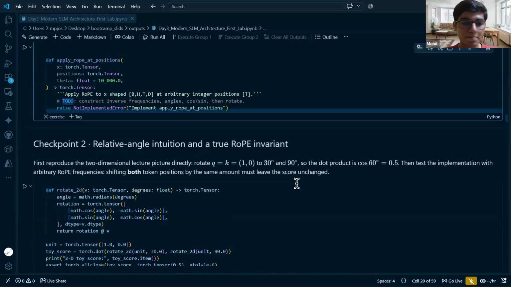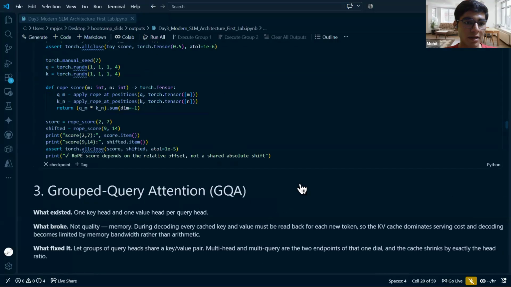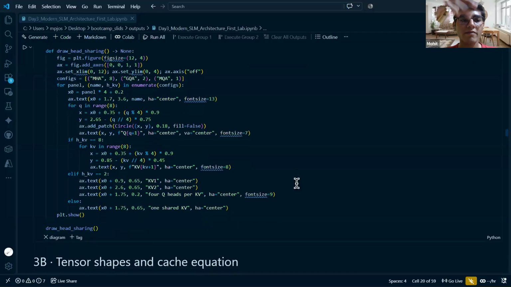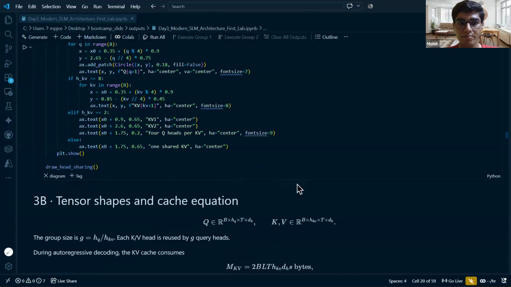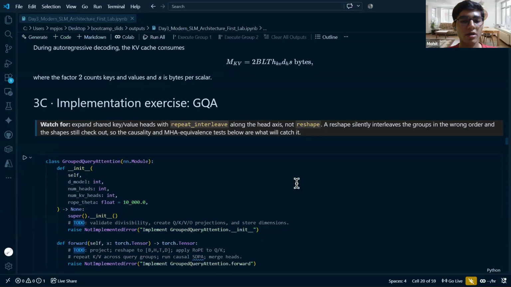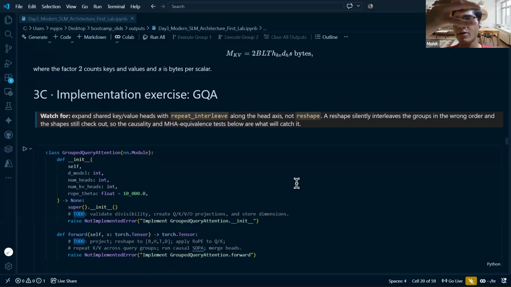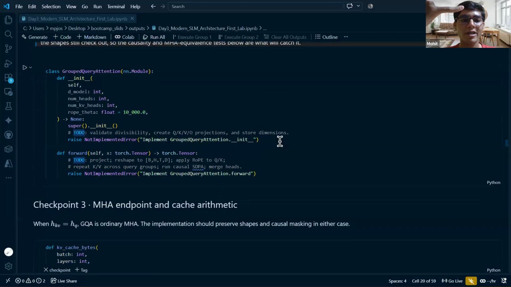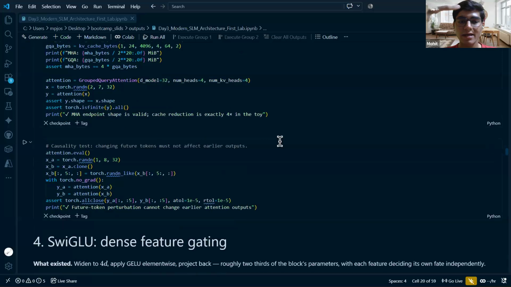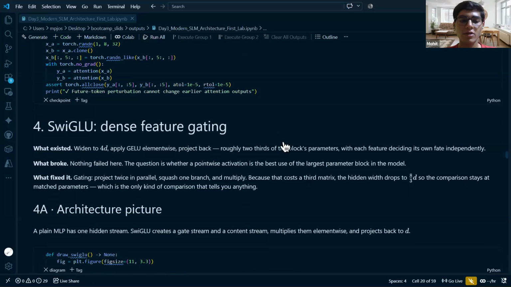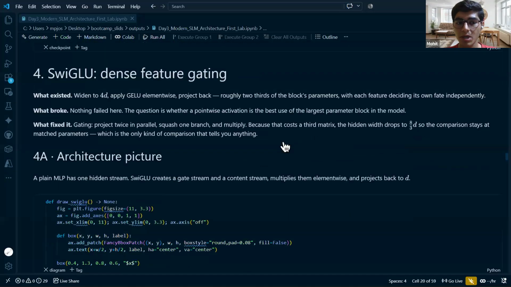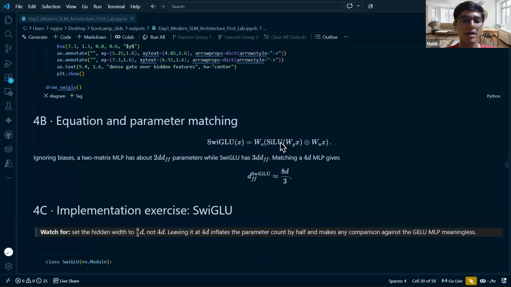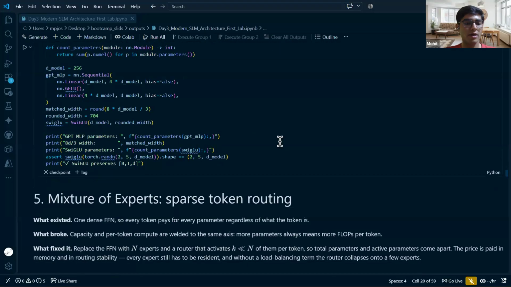And again, let's get into the GQA section. Same thing: you'll get a fairly good understanding from the picture, and then we do the same thing. We have a pattern over here where we try to convert the equation into code, right? Again, checkpoint 3, and then we get into the SwiGLU activation unit, first the image and then the to-do code.